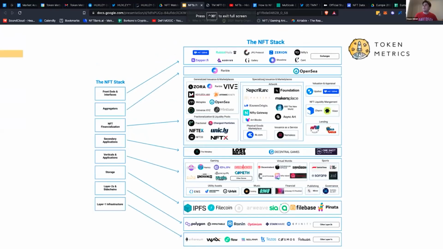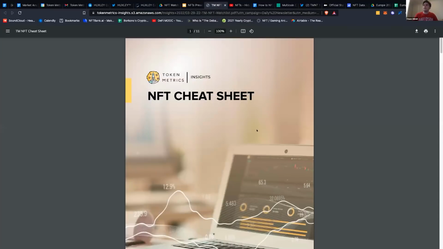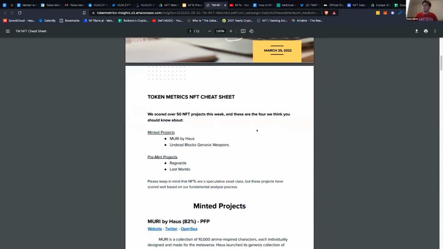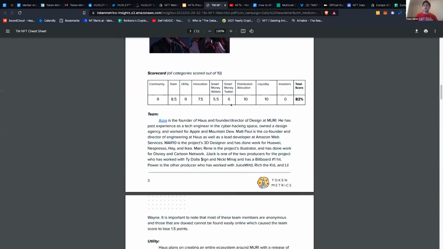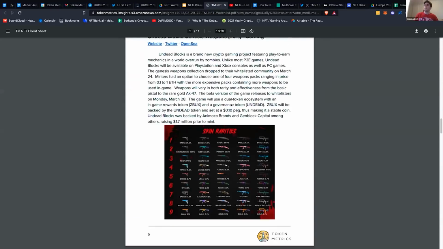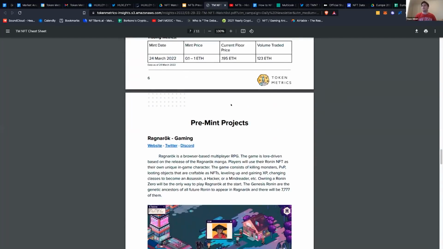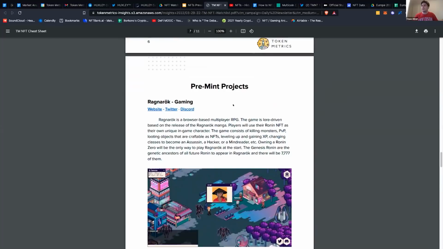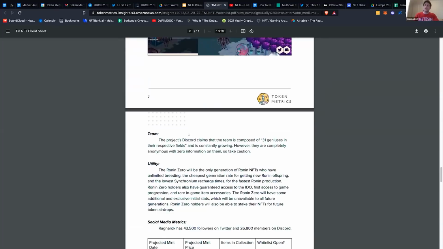Just to give you guys an example of some of the things we send out, this is our NFT cheat sheet. So this was sent out last week, I believe. Yep. And it features some of the top both minted and pre-mint projects. So if you want to go in, ideally, the mint price is the cheapest you will ever get an NFT. So we try to find these NFTs before they have even minted. That way you can get on the whitelist, you can get in the Discord and become an active member of the community. We like to talk about the team here, which sometimes they are anonymous.